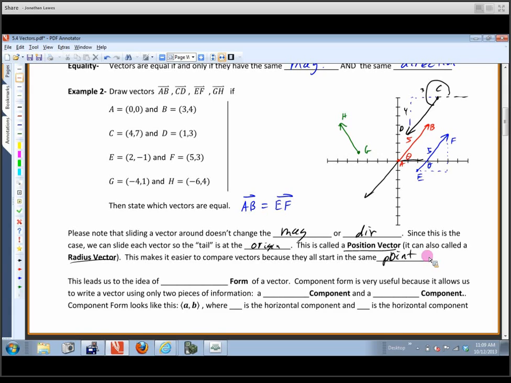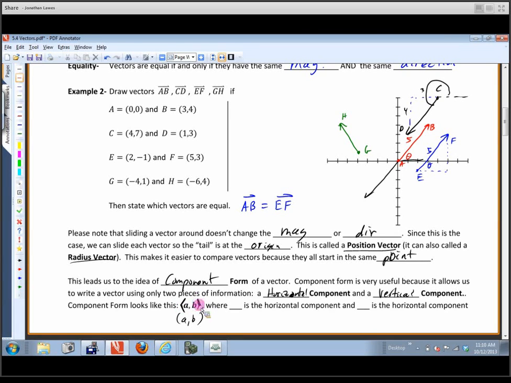Okay, and this leads us to the idea of component form of a vector. The reason component form is so useful is because it allows us to write a vector using only 2 pieces of information. We're going to have a horizontal component and a vertical component. That's why it's called component form, because we've got those 2 components. And component form looks like this. It's got angle brackets, so it differentiates from the point AB by having an angle bracket on each end.